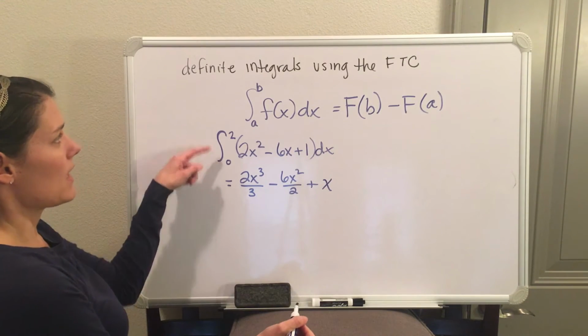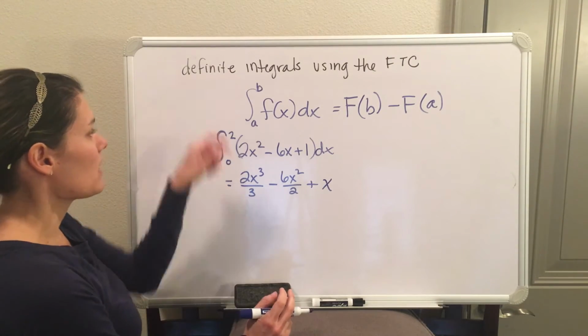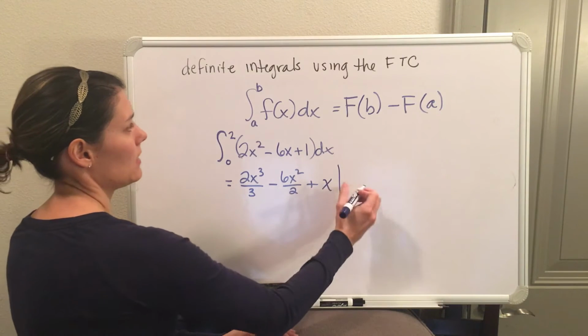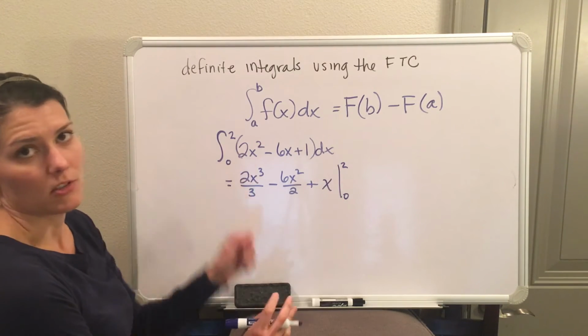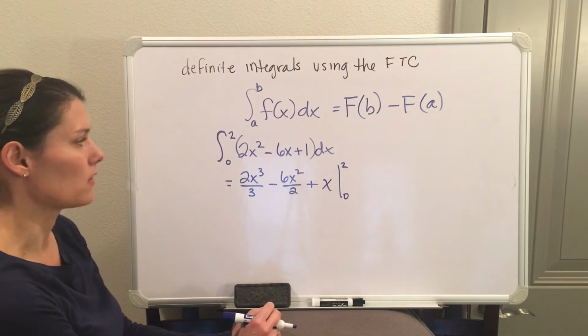Now if this was not a definite integral, you would put a plus c at the end, but for definite integrals you do not. What we will do is put a vertical line and write my a and b down, and that tells me I am about to apply the FTC, otherwise known as the fundamental theorem of calculus.